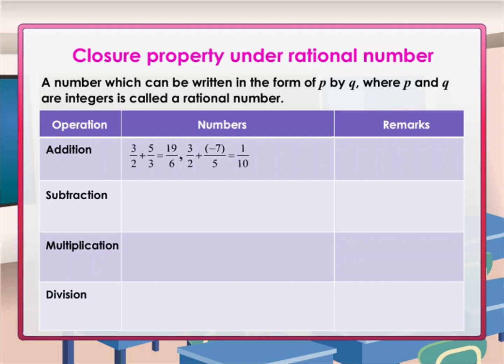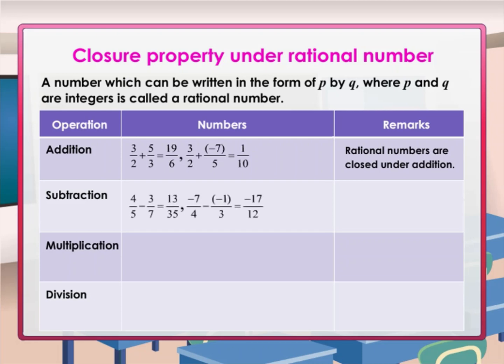If we add two positive rational numbers, say 3 by 2 plus 5 by 3, we get the rational number 19 by 6. If we add a positive rational number, 3 by 2, and a negative rational number, minus 7 by 5, we get 1 by 10. Rational numbers are closed under addition.